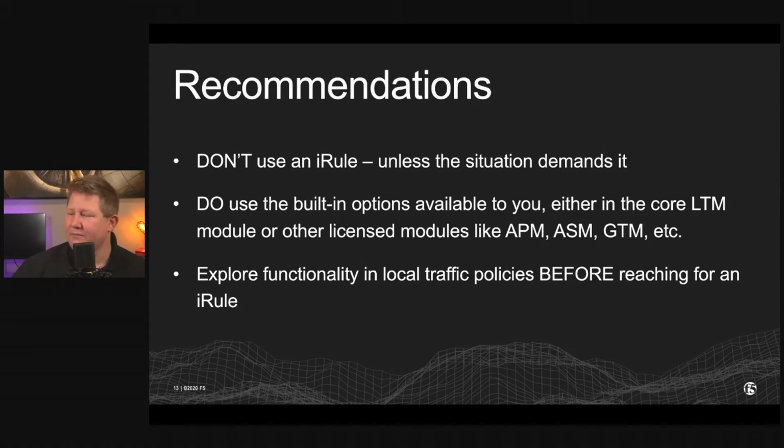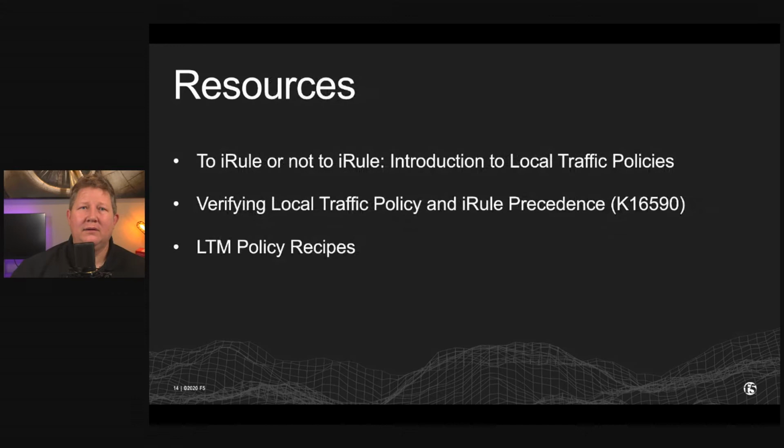All right. Next, resources here, and they're dropping them in the comments, but Chase Abbott has a great intro to local traffic policies on DevCentral. It talks about some of the things I talked about, or when you use an iRule versus not, pros and cons of both approaches. I have an article out there on verifying local traffic policy and iRule precedence. So if you need a little bit of functionality in the iRule, but you want most of the functionality in your local traffic policy for performance reasons, which one takes precedence?